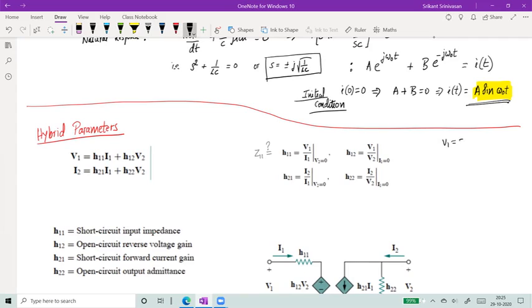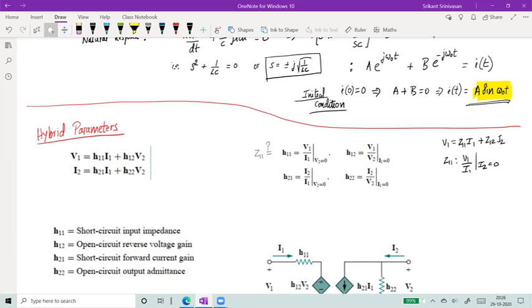V1 was Z11 I1 plus Z12 I2. So Z11 was defined as V1 over I1 when I2 was equal to 0. Here I am saying V2 is equal to 0. Earlier I said I2 is equal to 0. So for I2 equal to 0 you have to open circuit the output port. So Z11 was called the open circuit input impedance. H11 on the other hand is the short circuit input impedance. Okay? So that's what is written here. H11 is the short circuit input impedance.